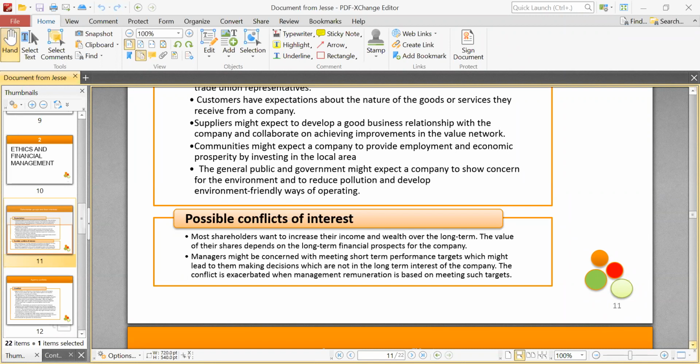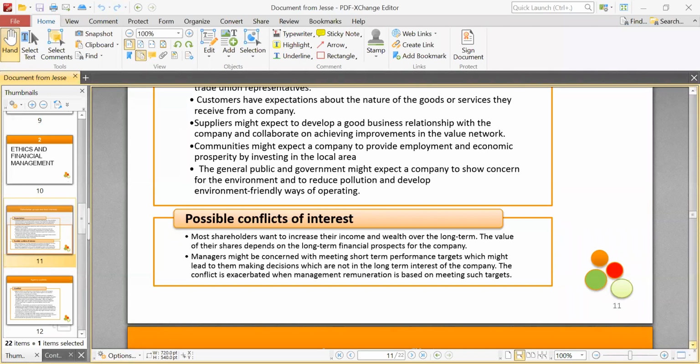Managers too are interested in meeting short-term performance targets. That's management's focus. And why do they have this focus? In order for them to be able to get their bonuses, and their remuneration will usually be tied to these short-term performance targets. So you see there's a discord here. Shareholders want to increase their income over the long term. Managers want to get their short-term bonuses very quickly. So this is where the conflict of interest happens.